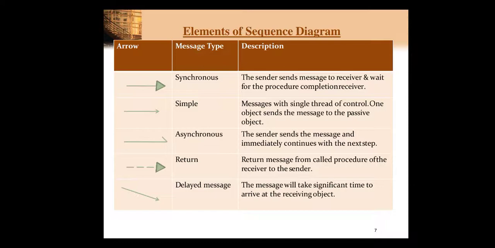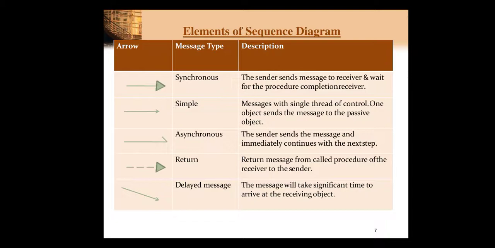The next arrow is used to represent the asynchronous message type. The sender sends the message and immediately continues with the next step. As soon as the sender sends the first message, it will continue to send the second message instead of waiting for the reply from the receiver. The next arrow is the return message type, which represents the return message from the called procedure of the receiver to the sender. Whenever the receiver sends some message back to the sender, it is represented with the help of the return arrow.